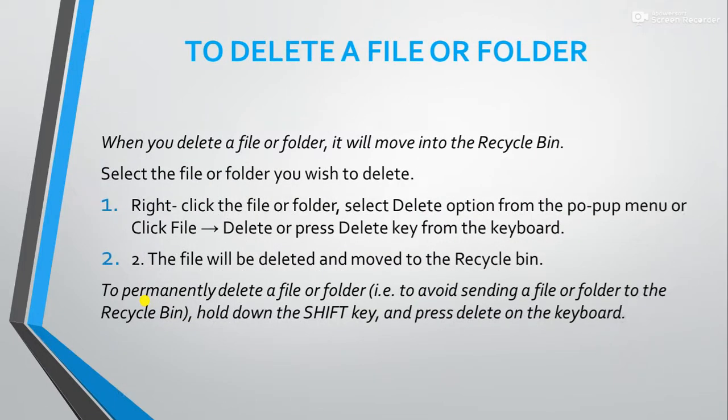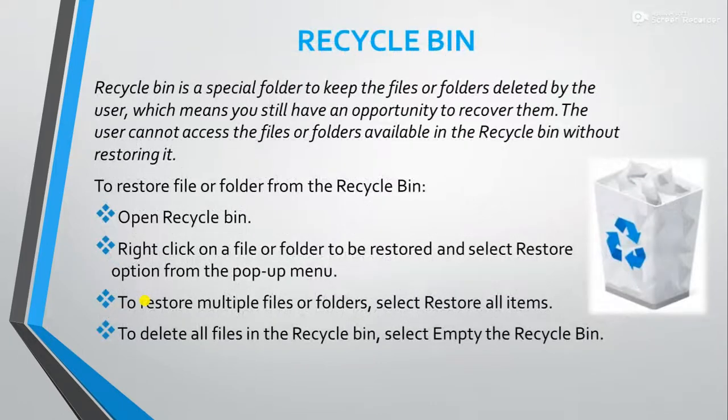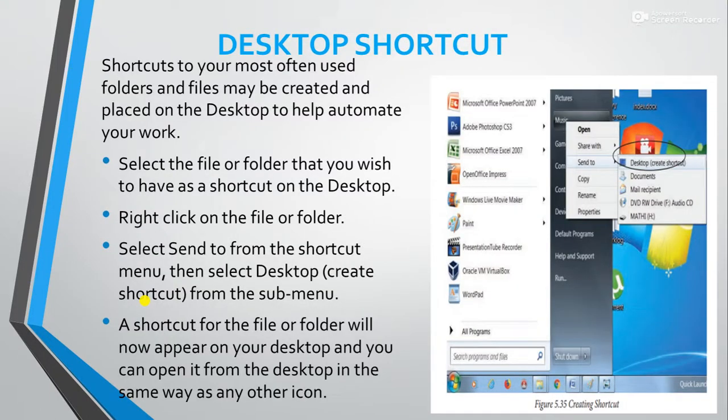To delete a file, select the file or folder you wish to delete. Right-click and press Delete, or press the Delete key on the keyboard. The file will be deleted and moved to the Recycle Bin. What is the Recycle Bin? The Recycle Bin is a special folder that keeps the files or folders deleted by the user. To restore the files, open the Recycle Bin, right-click on the file or folder to be restored and select the Restore option from the pop-up menu. To restore multiple files, select Restore All Items. To delete all files, select Empty the Recycle Bin.